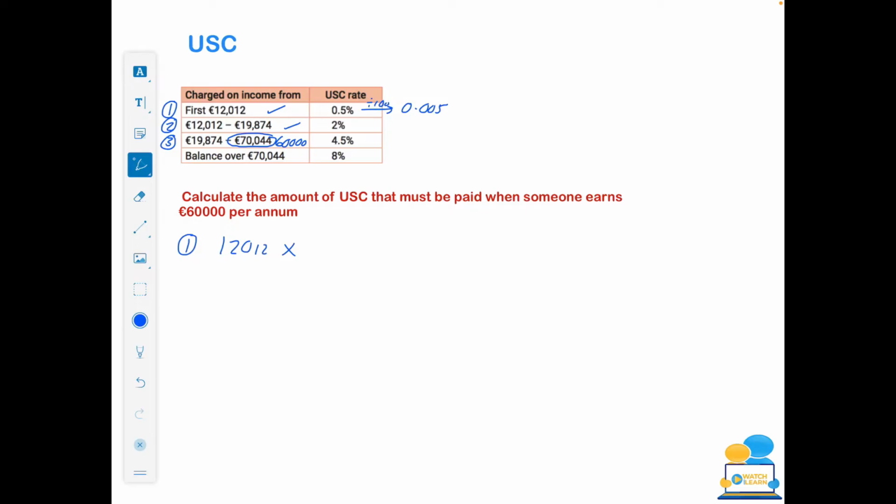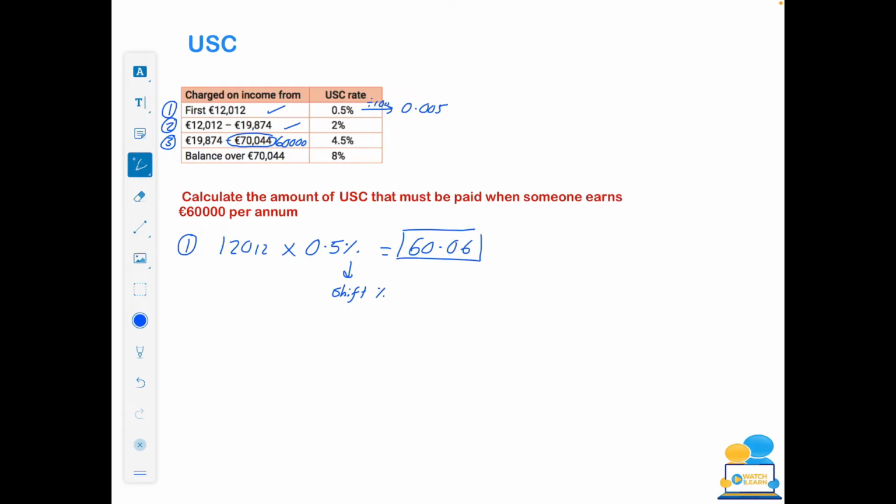0.005. Now, these can get a little bit complicated, changing from decimals to percentages and percentages to decimals, especially when the number is that small. So what I could actually do here, there's a button on your calculator. We type in 12012 multiplied by 0.5, and then you need to find the percentage button on your calculator. On my calculator, I press shift, and then it's the left-hand bracket button, and I get out 60.06.